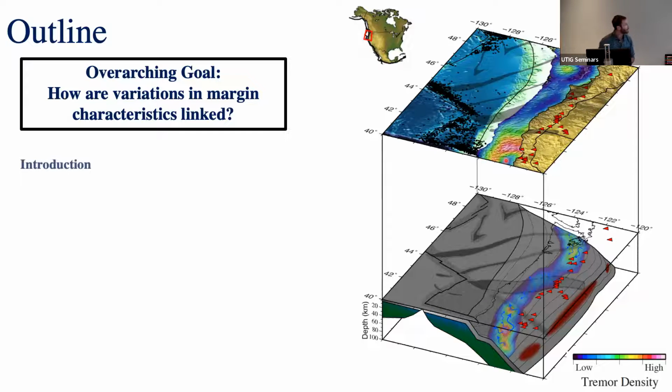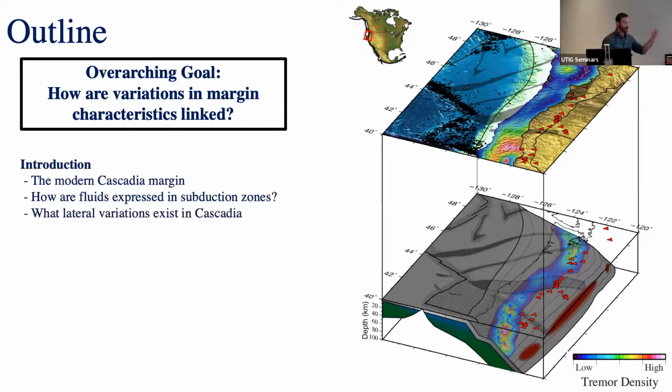So a quick outline of this talk. I want to start by how we got to where we are in the Cascadia margin, very cursory overview, and then talk about how fluids are generally expressed in subduction systems. Then we'll look at what other lateral variations exist in Cascadia besides just this non-volcanic tremor distribution and overriding plate forearc topography.